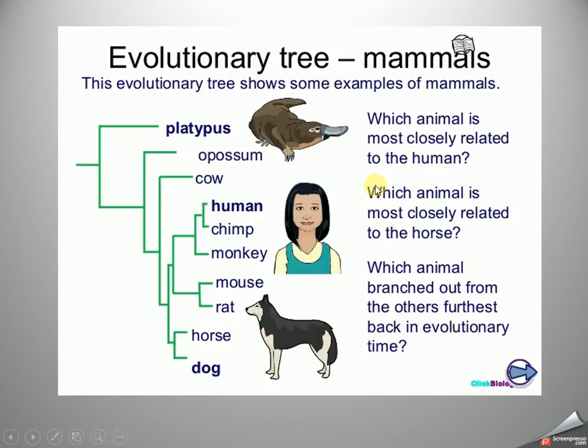Evolutionary tree. Not going to dwell too much on this. This just looks at how closely related things are. So, for example, you can see a human is very closely related to a chimp, but a human is not too closely related to a dog. Which one is most closely related to a horse? And it is the dog.